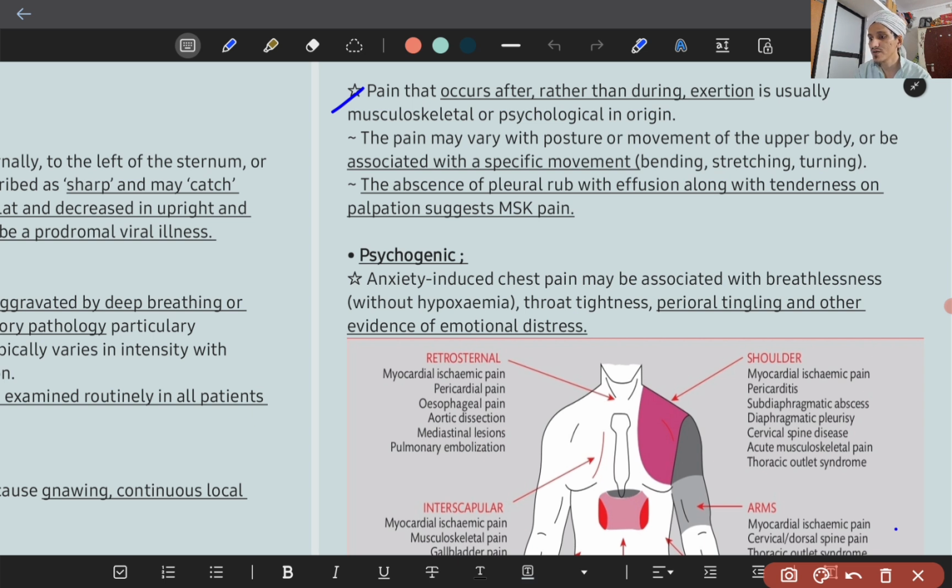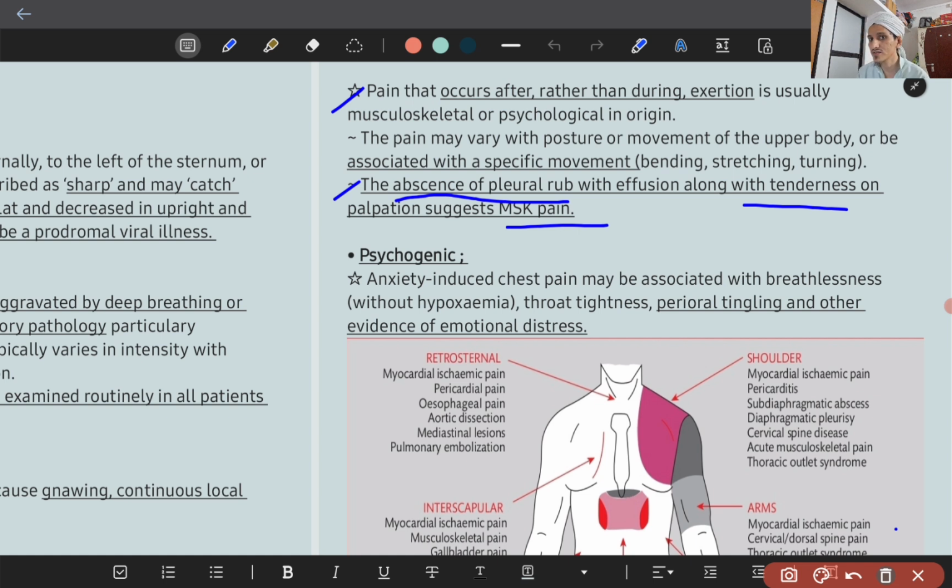Okay. Here one important point: the absence of pleural rub along with tenderness on palpation suggests muscular pain. Absence of pleural rub with tenderness suggests musculoskeletal pain. So you need to differentiate between pericardial pain, pleuritic pain, and musculoskeletal pain. Pericardial pain and pleuritic pain will have pleuritic nature, catch during inspiration, and they will also increase or decrease on the posture, but there will be associated pleural rub or pericardial rub, and there can be tenderness also. But in musculoskeletal pain, there is no pleural rub or pericardial rub, and the absence of rubs with tenderness suggests musculoskeletal pain.